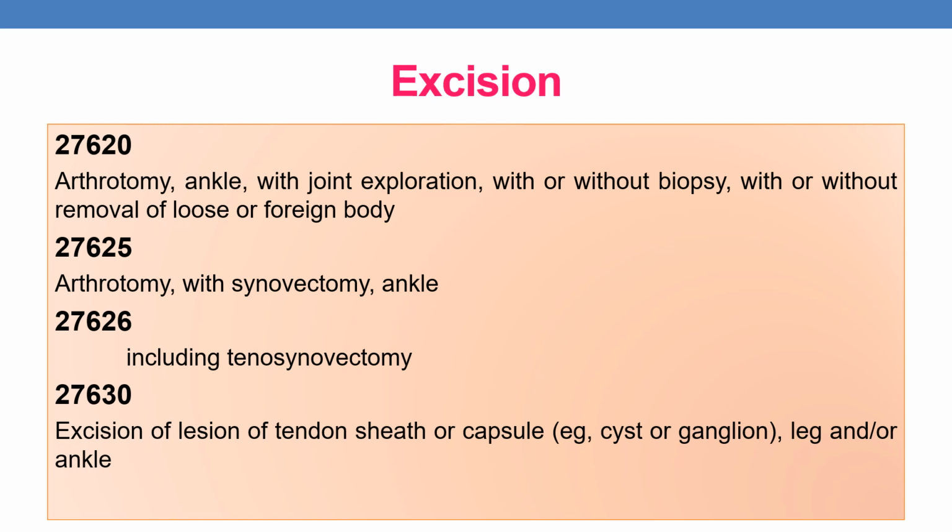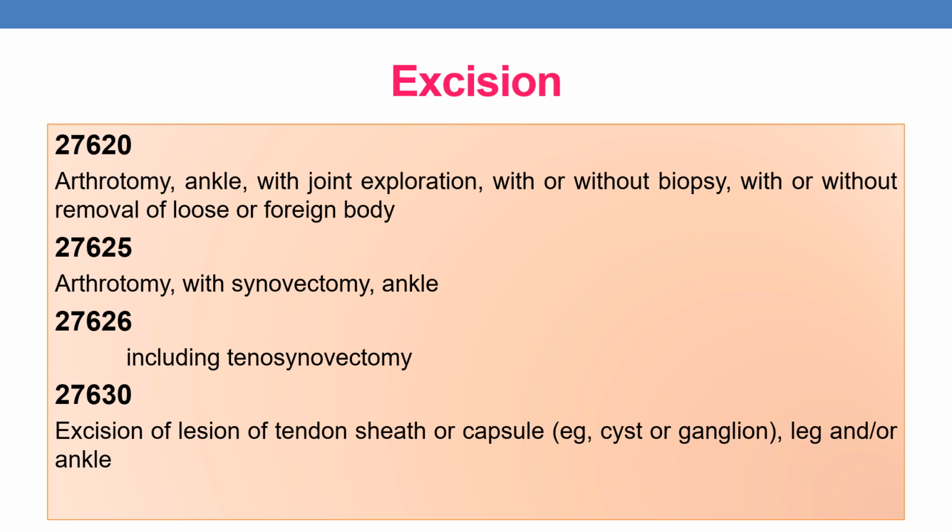The next CPT is 27620. It deals with arthrotomy, ankle with joint exploration, with or without biopsy, with or without removal of loose or foreign body. The next CPT is 27625. It deals with arthrotomy with synovectomy, ankle. The next is 27626. It deals with arthrotomy with synovectomy including tenosynovectomy.